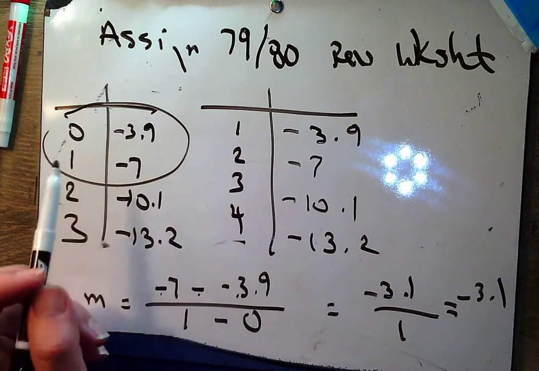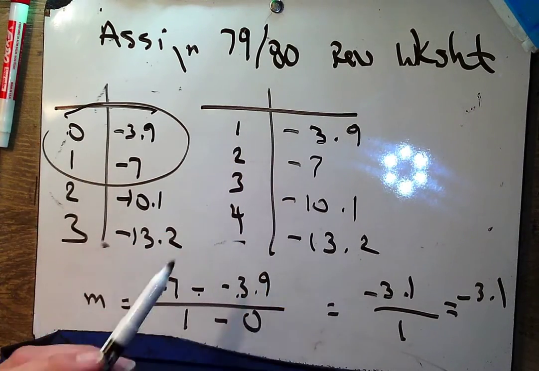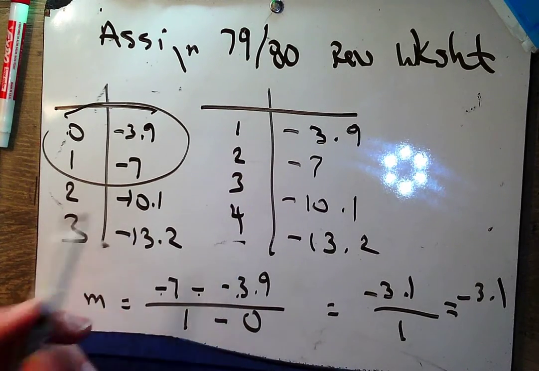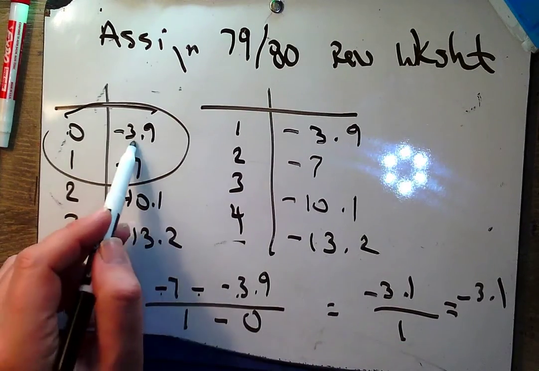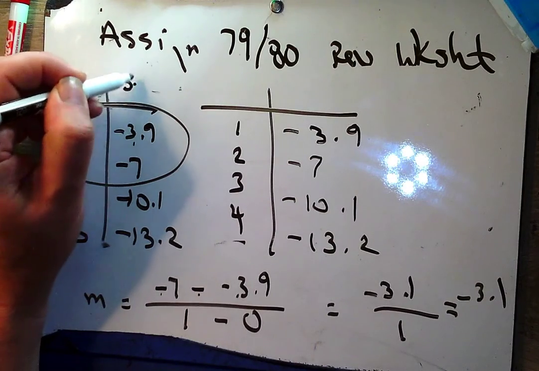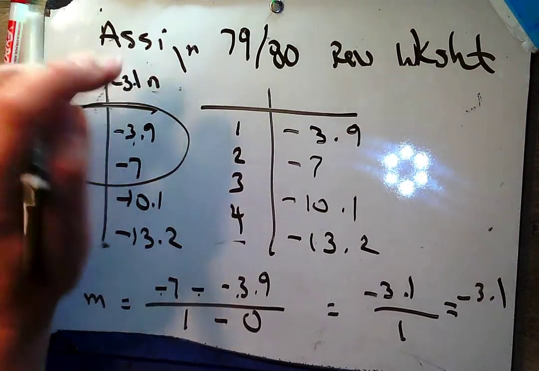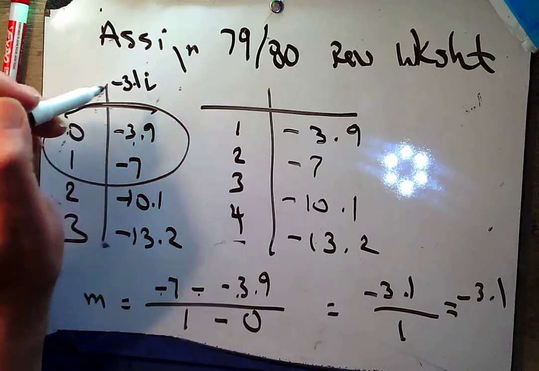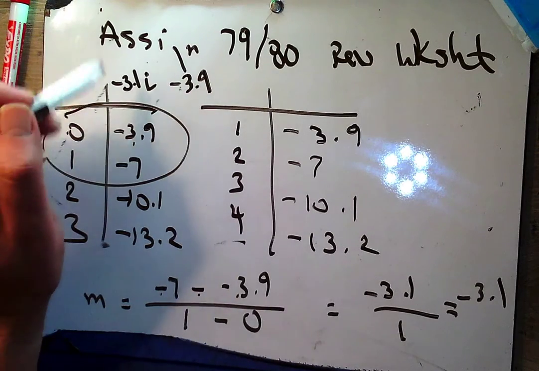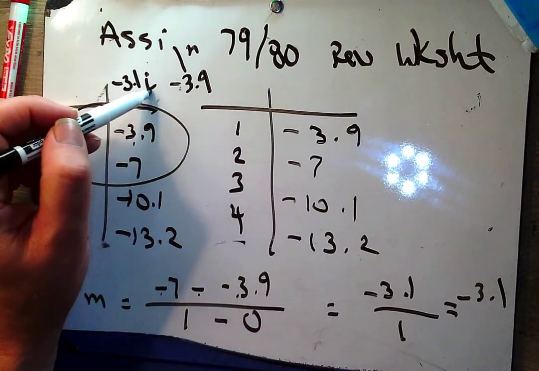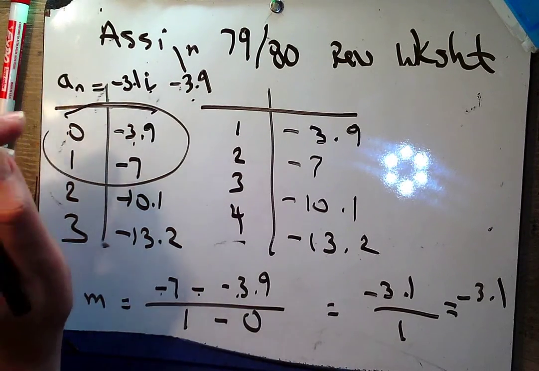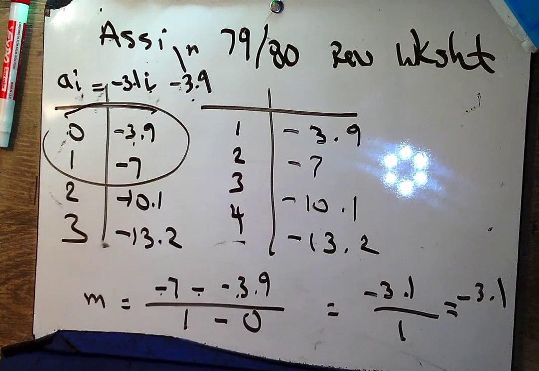So now I just need to figure out, am I starting with 0 or am I starting with 1? Well, let's see. Oh, and I've got a y-intercept. So I guess the model here would be minus 3.1 n. No, they're using i. Minus 3.9. Now, does that make sense? Well, let's take a look. So if I plug a 0 in there, well, I get negative 3.9. Okay. So a sub i.